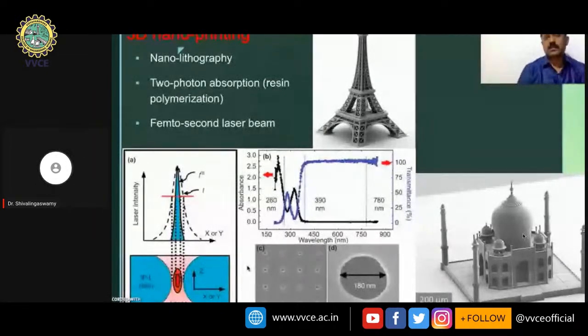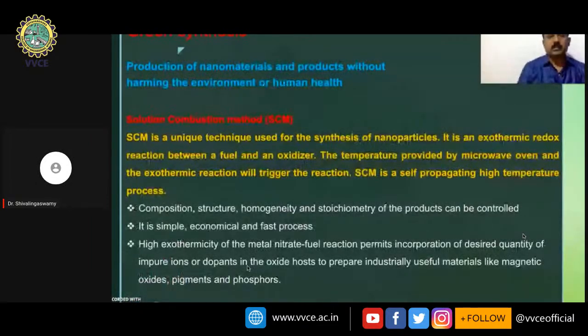Now, with the help of these laser beams and this kind of lithography technology, it is possible to develop 3D nano printing. So, three-dimensional nanostructures are made. That is about the top-down approach.